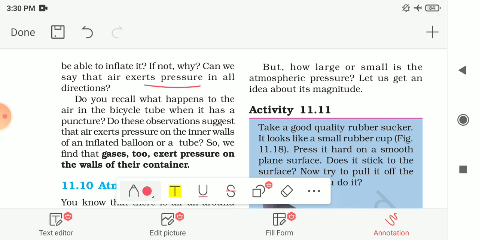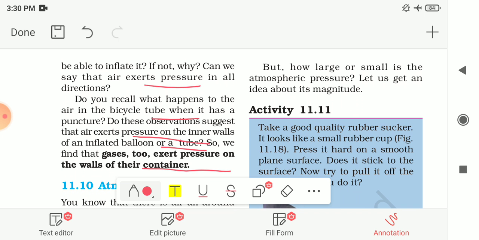Do you recall what happens to the air in the bicycle tube when it has a puncture? That means it has a hole. Does this observation suggest that the air exerts pressure on the inner walls of the inflated balloon or a tube?